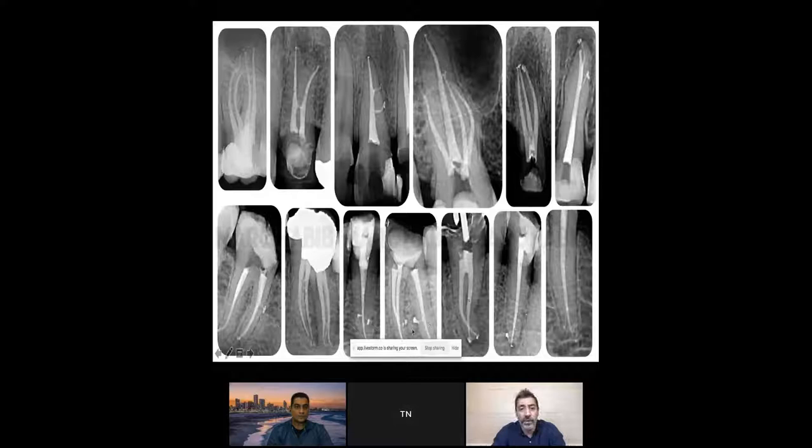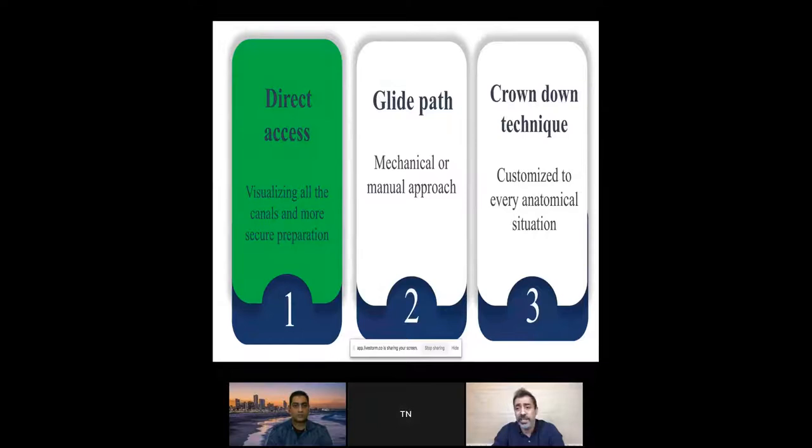When you do a proper shaping and a proper taper, you can get your irrigant to the apical part and you can activate it then and try to clean as much as possible. Then you go to the obturation and you can fill these accessory canals. In this lecture, I'm going to talk about these three main parts of the shaping. I like to talk a lot about the access cavity, and we are going to talk about the glide path and the crown down technique.